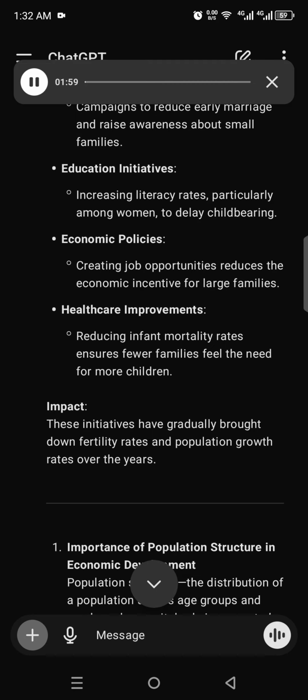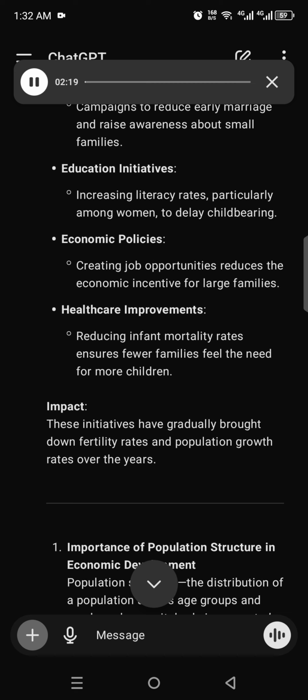Economic policies. Creating job opportunities reduces the economic incentive for large families. Healthcare improvements. Reducing infant mortality rates ensures fewer families feel the need for more children. Impact. These initiatives have gradually brought down fertility rates and population growth rates over the years.